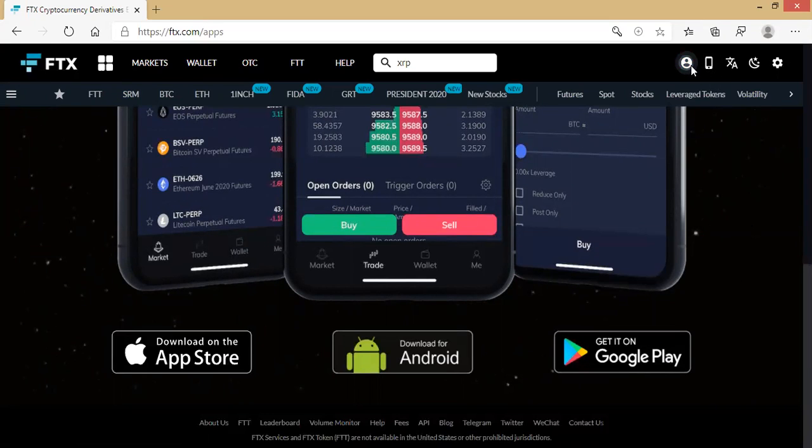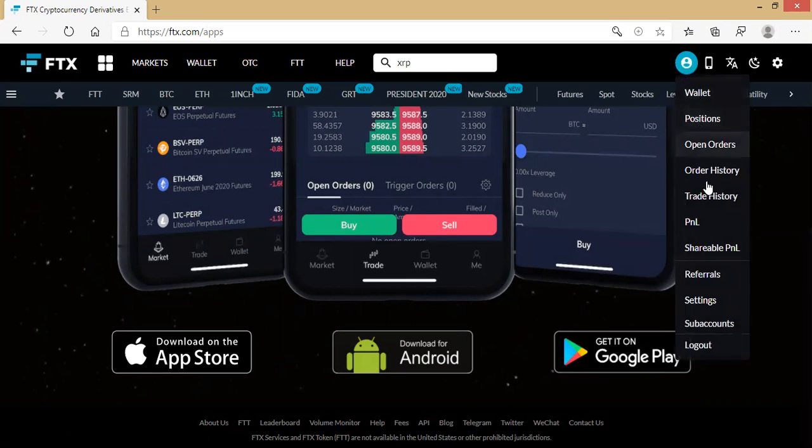Okay, then after that, this place is where you can see the settings, other settings too, your wallet, your positions. If you're currently in any position, you see your open orders, you see your order history, your trade history, your PNL, that's your profit and loss, shows you your transactions so far. Then shareable PNL. Okay, this one you can share it with people and all that. Then referrals are people you've been able to introduce into the exchange.